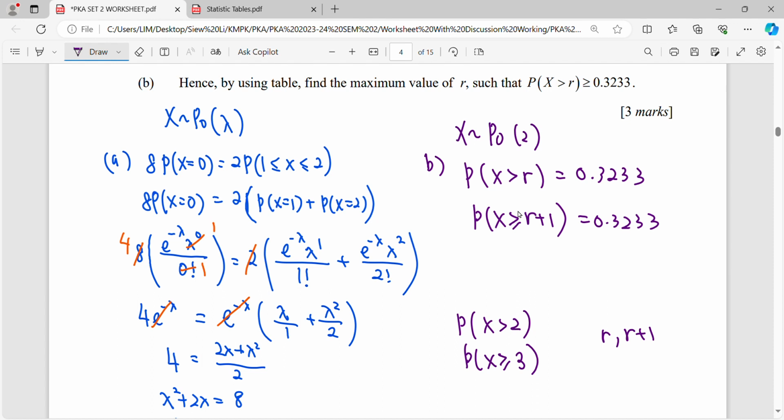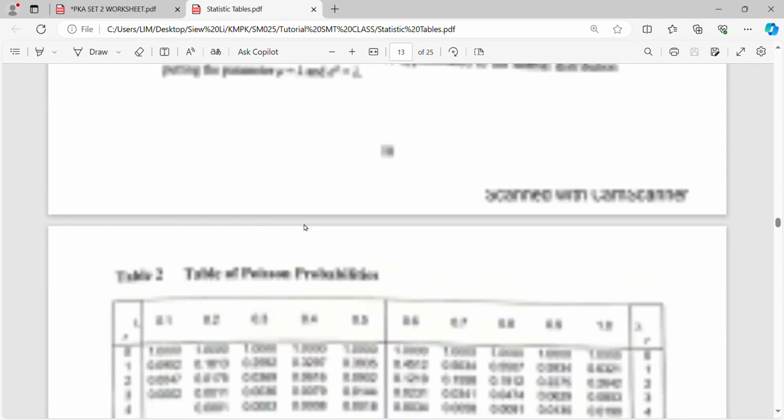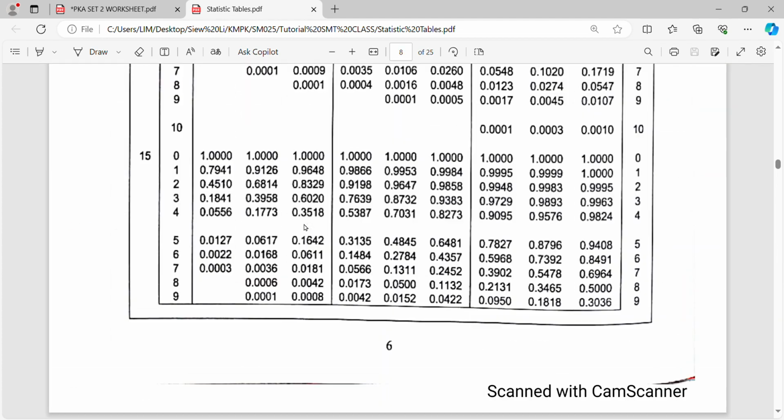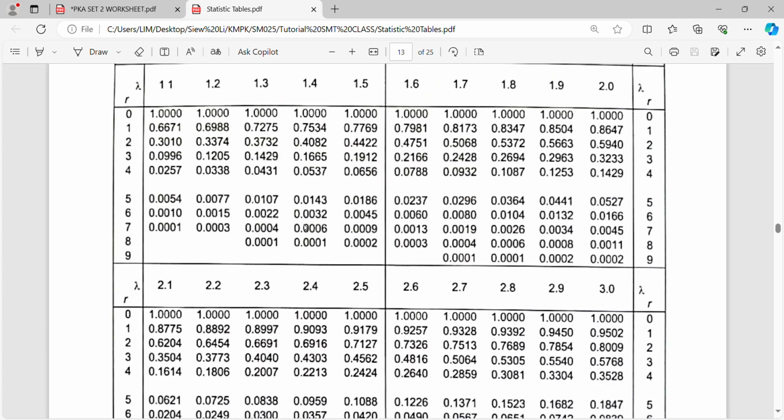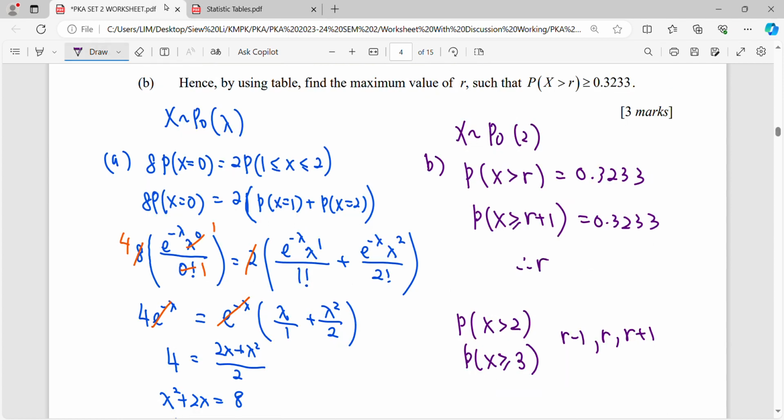So when you have more than r, the next number after r is r plus 1, and the number before is r minus 1. Therefore, more than r will read more than or equal to r plus 1. So what reading can give you 0.3233 for lambda 2? For lambda 2, the reading for 0.3233 is 3. That means r plus 1 is 3, so r is 2.